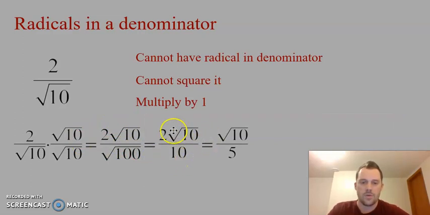The last step is to think about just the numbers or coefficients aside from our radical here. This is like the fraction 2 over 10, and that can be simplified to 1 over 5, so the answer is just root 10 over 5.